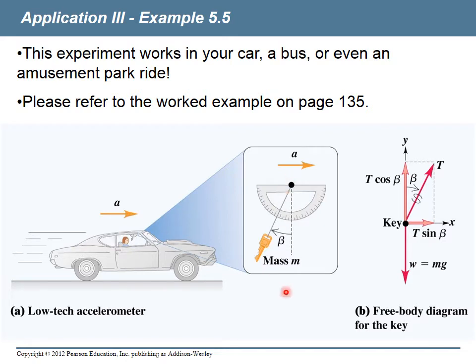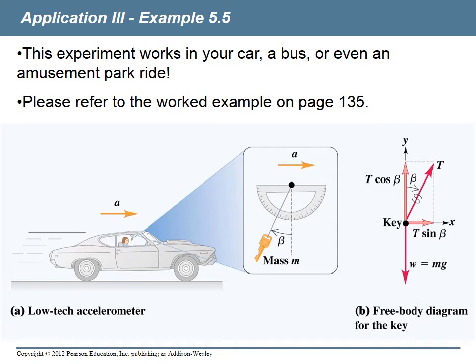So if I were to take this and I free body diagram this key right here, then I have a weight acting on it, right? And I have some tension in the string acting on it like this. So here's my key right here, and then I have some weight acting down right here, and then I have some tension up like this.